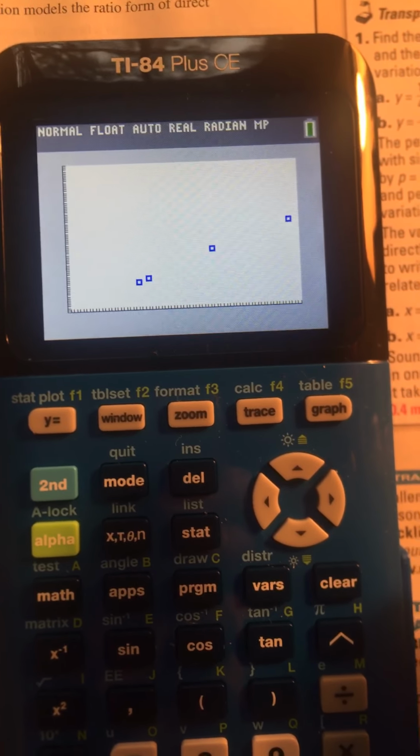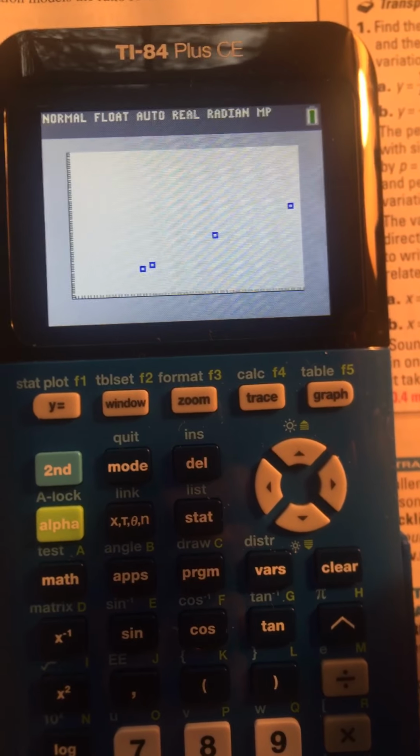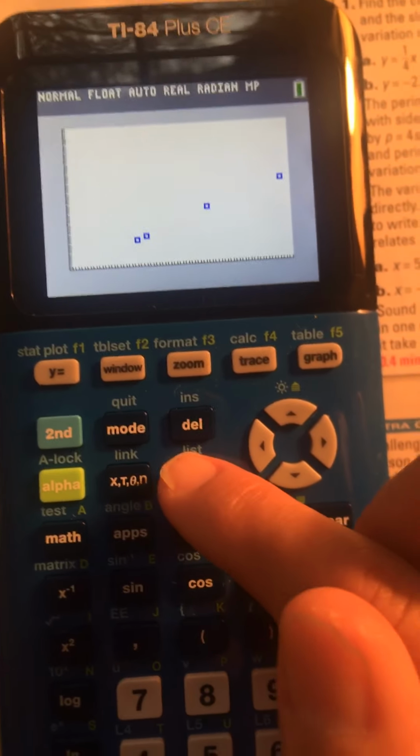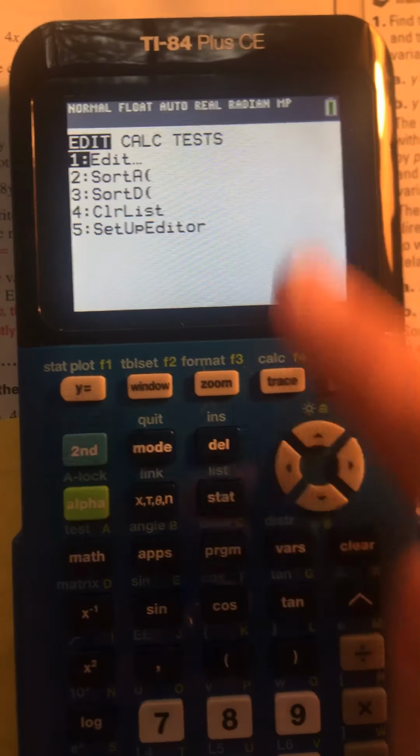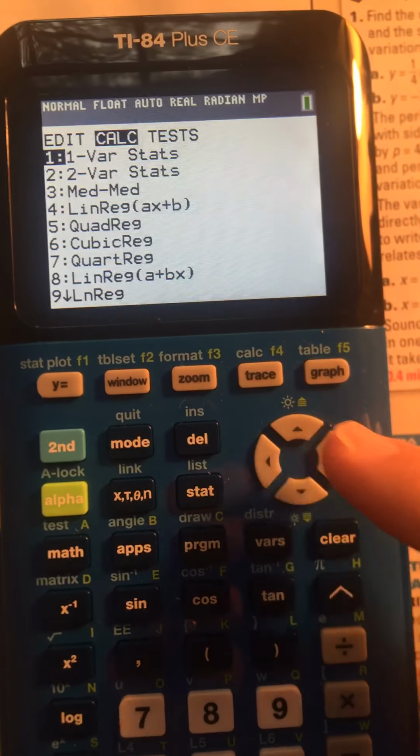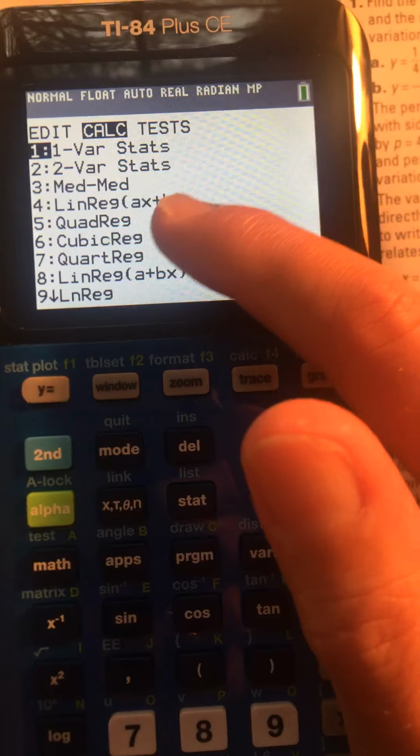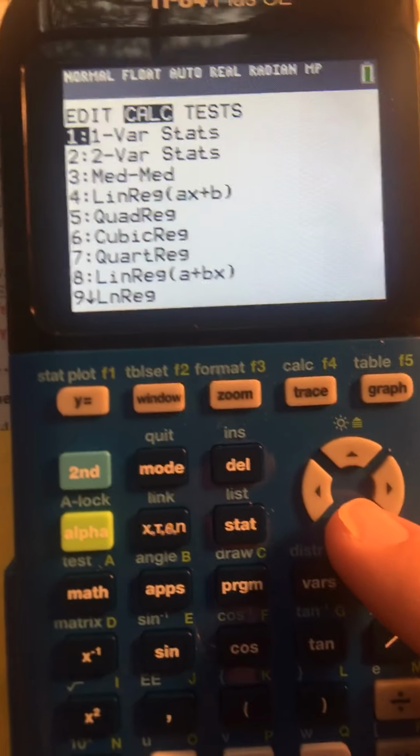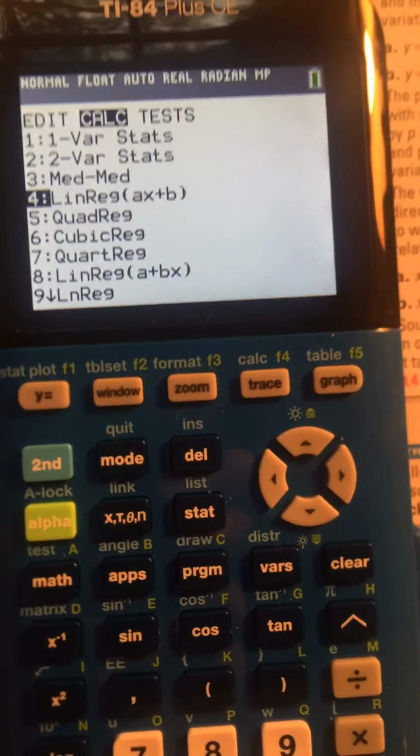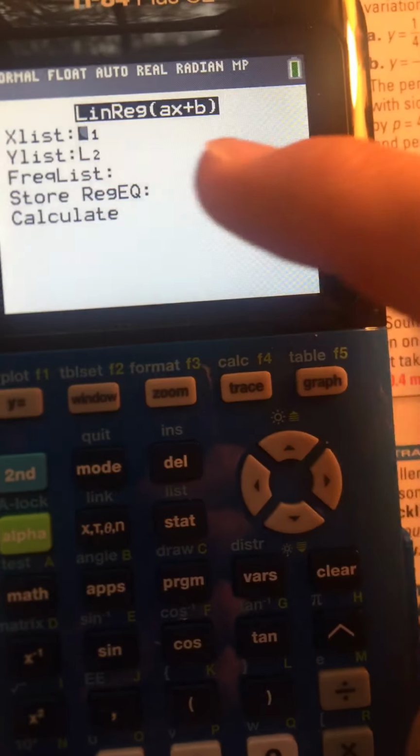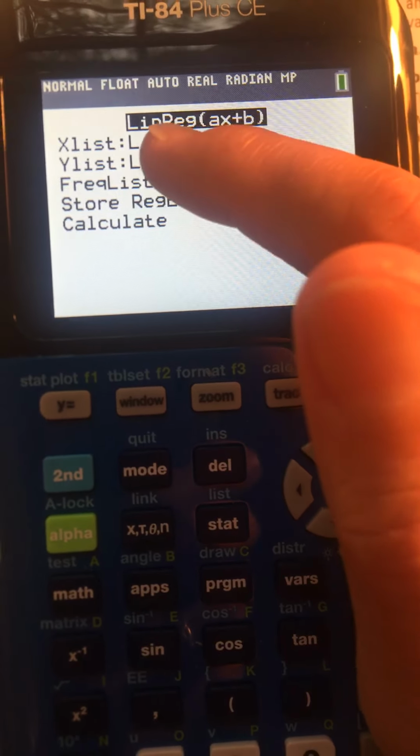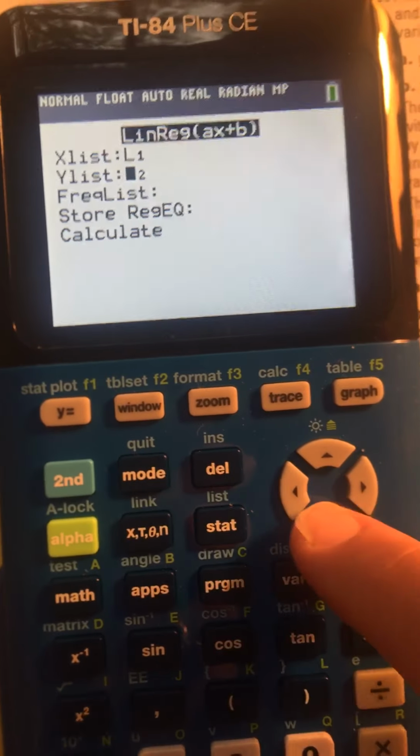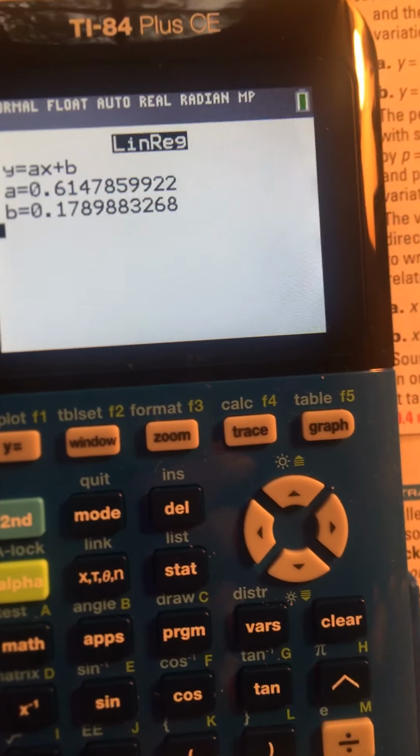Okay, now the next thing it says is it wants me to write the equation that goes with this. So I'm going to push Stat again, go over to Calculate, and go to number 4, LinReg. That's linear regression. Fancy math talk for give me an equation. So I went down to 4. Now I say list 1 and list 2. Yes, that's what I want you to use. And I go down here to Calculate and hit Enter.